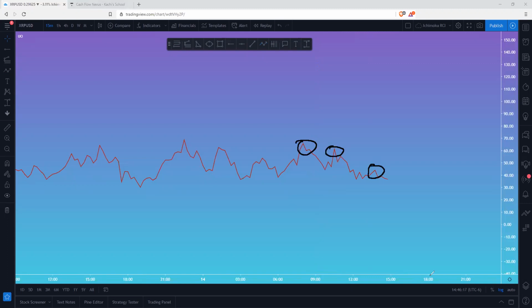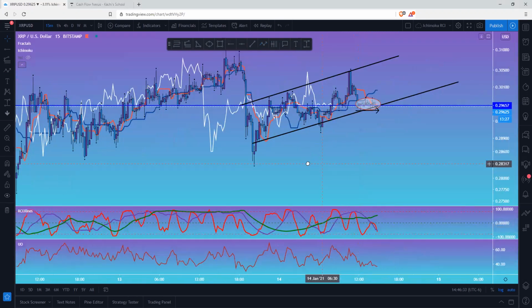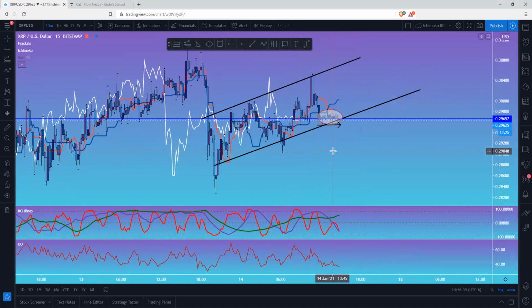What's happening here? It has a lower low, right? It's getting lower each time. So this is suggesting what? That there's what? Bears in the market. It's suggesting that there's some divergence here, right?